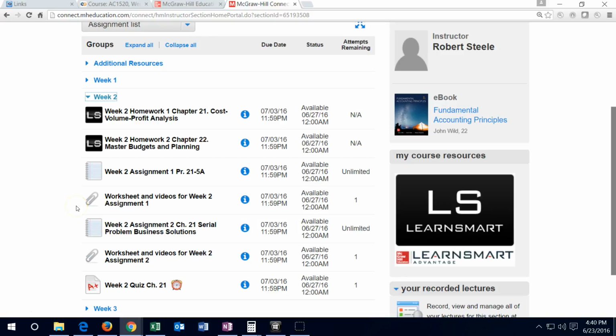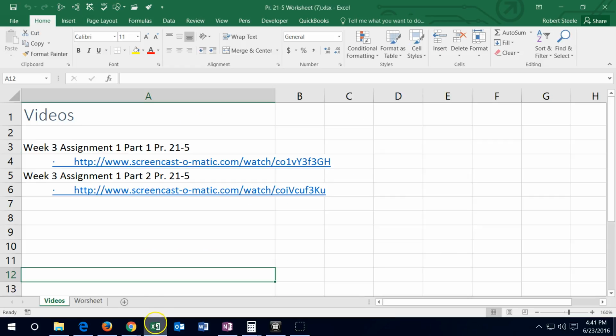We do have the paper clips here. Remember that the paper clips are not something that you need to turn in. They will not be graded, but they're going to be very helpful, hopefully, to use in order to complete the assignments here. So if you were to download this paper clip, for example, it would look like this. It would have the links to the videos here that you can take a look at. This will help you with the problem related to it.